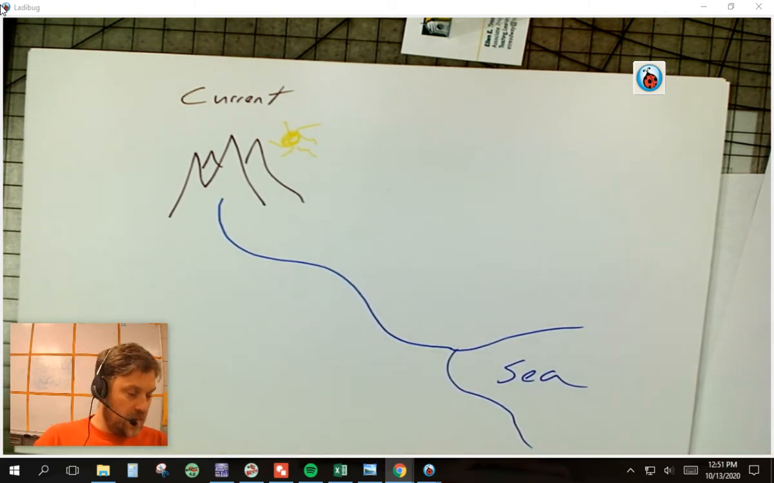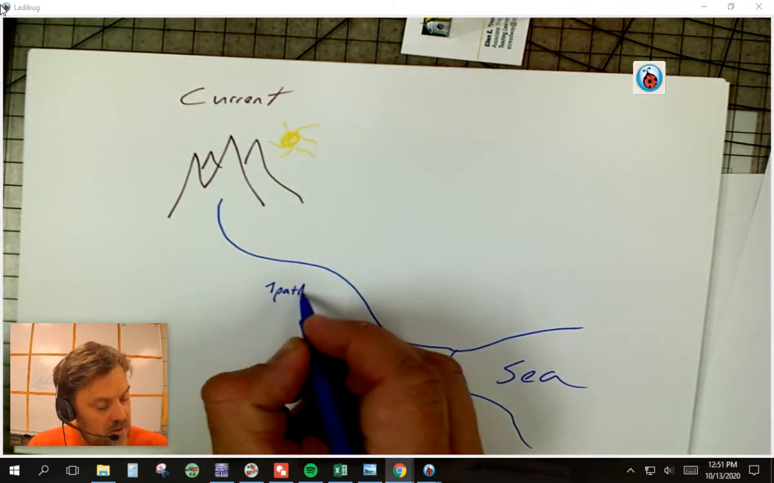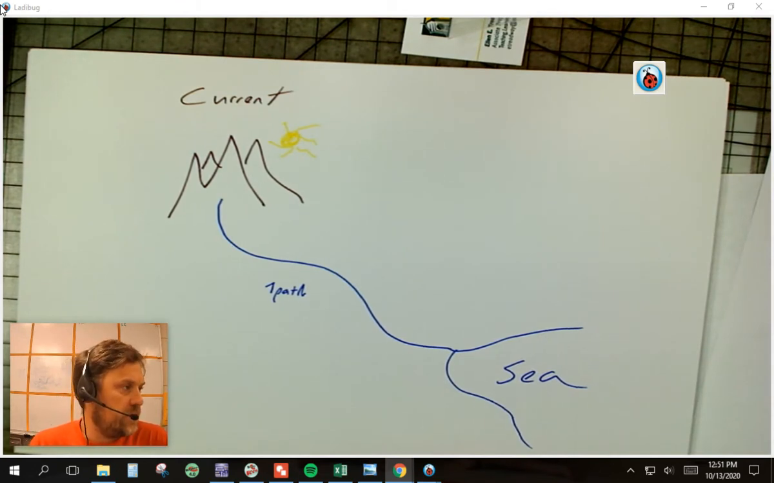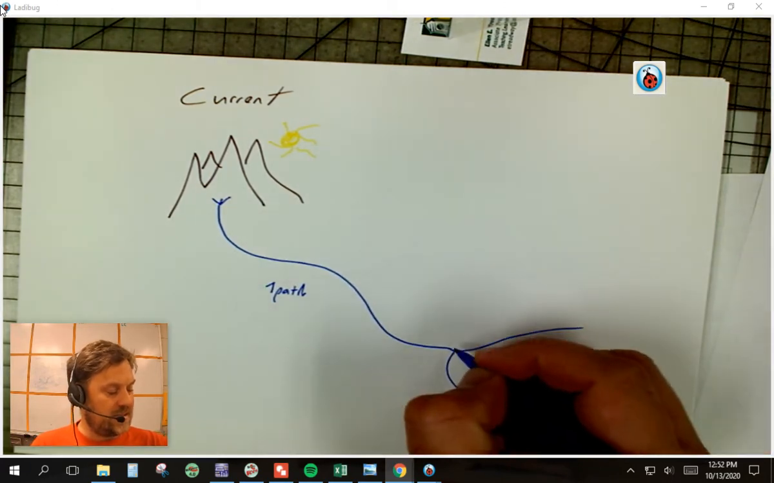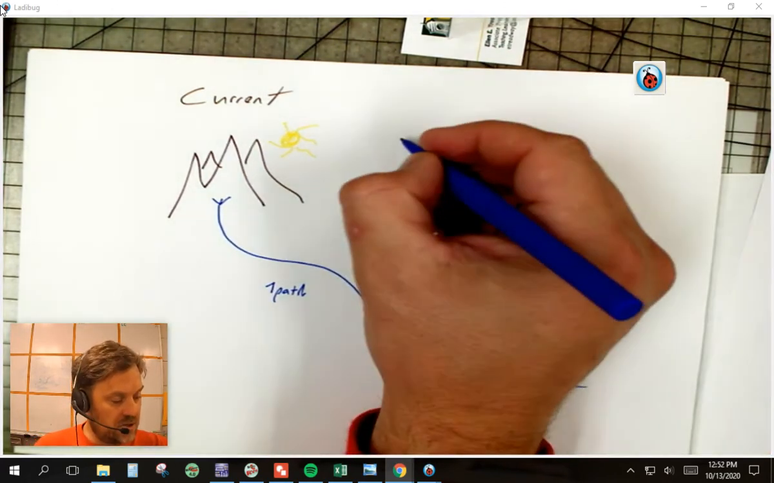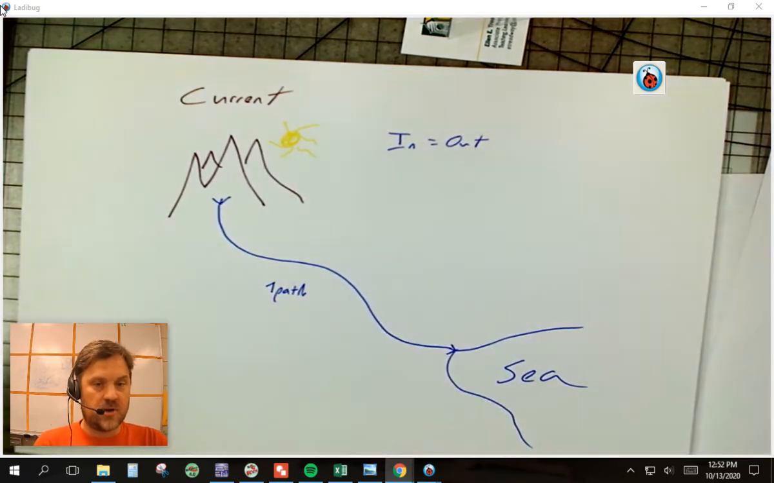Okay. And what happens with this current is we use water a lot. Now, there's a couple things we need to know about this particular river. Notice that there's just one path, right? We just have one path. There are no tributaries feeding this river. Okay, so it's almost like it's in an enclosed pipe. So the amount of water that flows in here on the mountain is the same as what flows out. So our input is equal to our output in a series circuit when we talk about current.